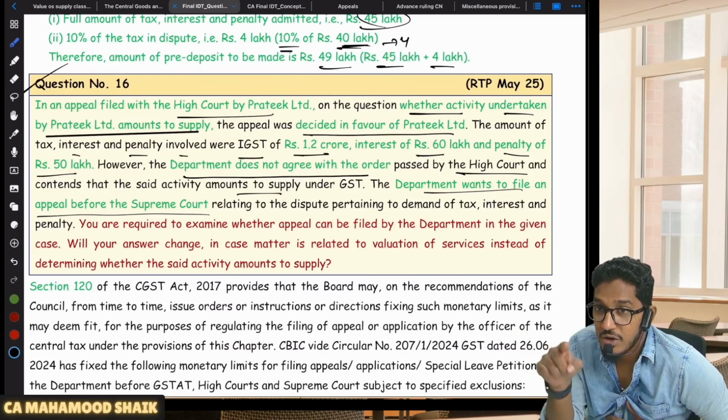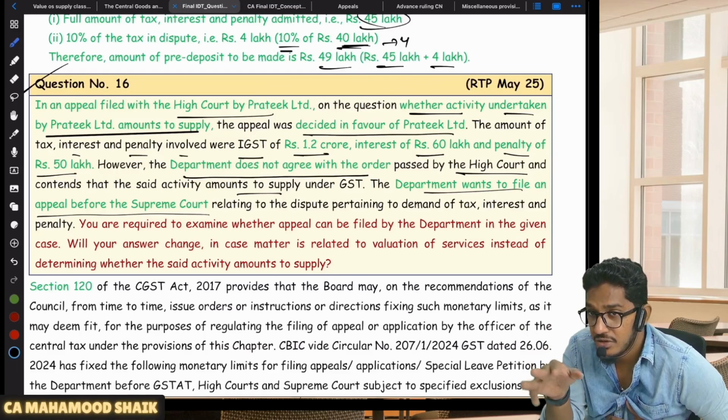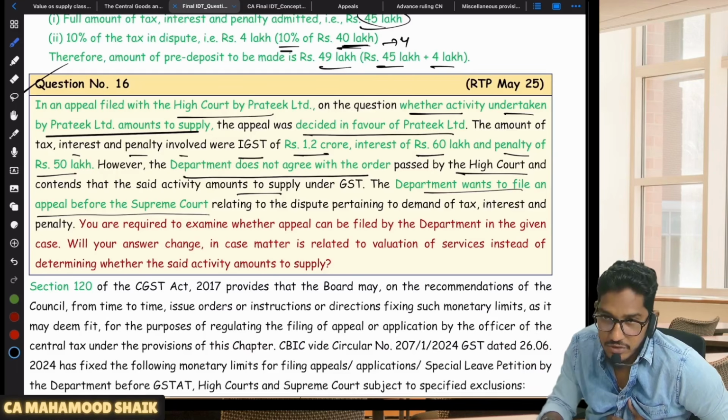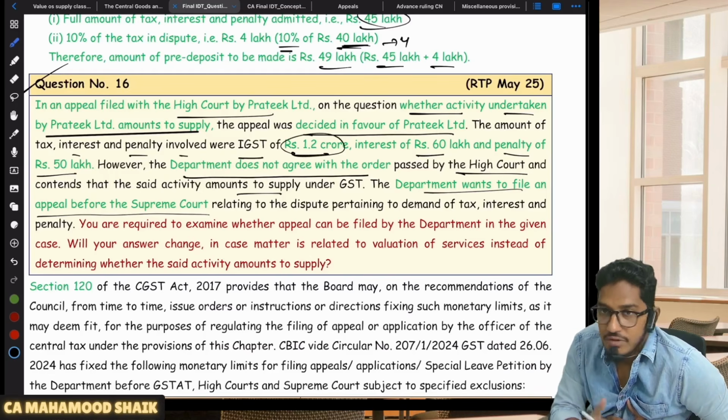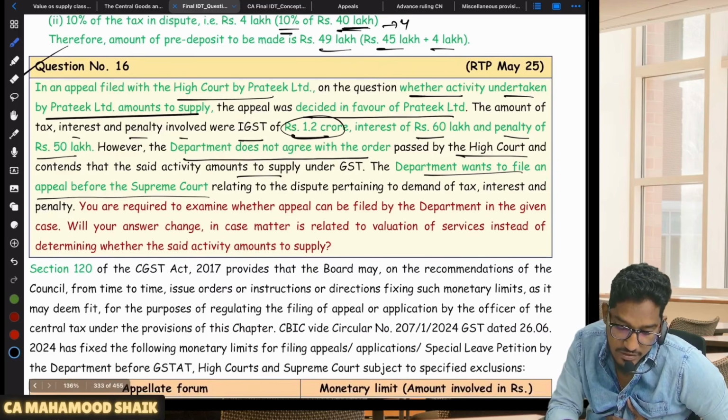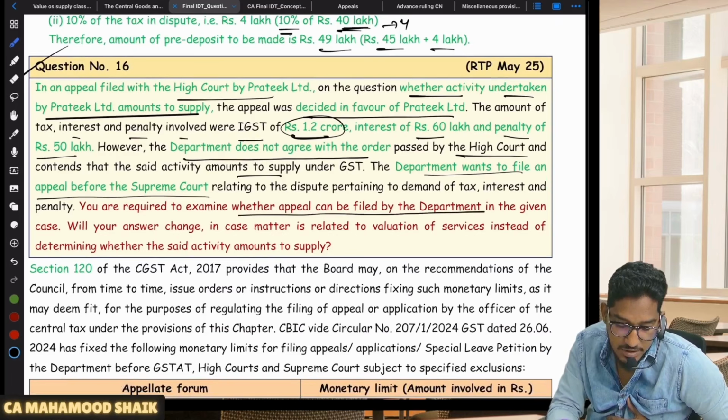What did I say? When the order is for tax along with penalty and or interest, take only the tax amount. So what is the only tax amount? 1.2 crore, within the limit of 2 crore rupees. Can they go for appeal to the Supreme Court? No, they can't go for appeal to the Supreme Court. You are required to examine whether an appeal can be filed by the department in the given case.